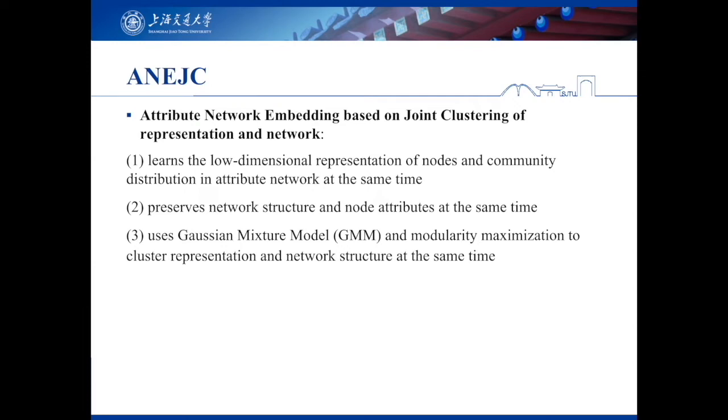First, it learns the low-dimensional representation of nodes and community distribution in the attribute network at the same time. Second, it preserves network structure and node attributes at the same time. Third, it uses a Gaussian mixture model and modularity maximization to cluster representation and network structure at the same time.